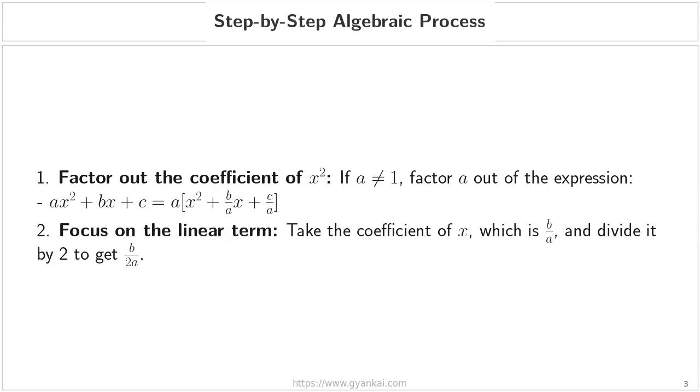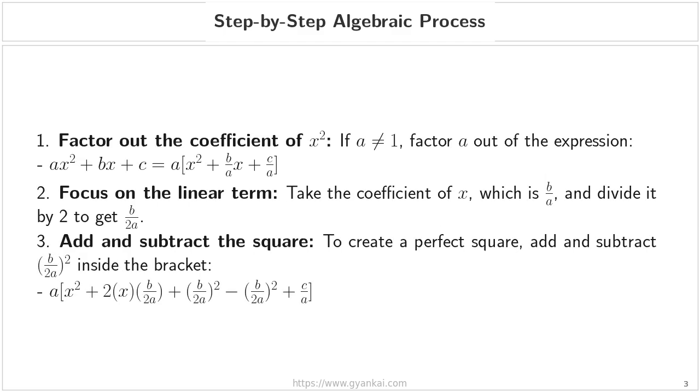Step 2, focus on the linear term. Next, we need to concentrate on the term with just x in it. Inside our brackets, that's b over a x. We're going to take that coefficient, b over a, and divide it by 2. This gives us b over 2a. This value is crucial because it's going to help us create that perfect square trinomial.